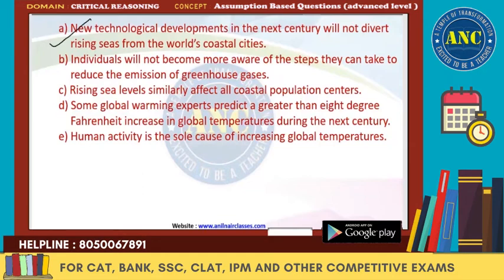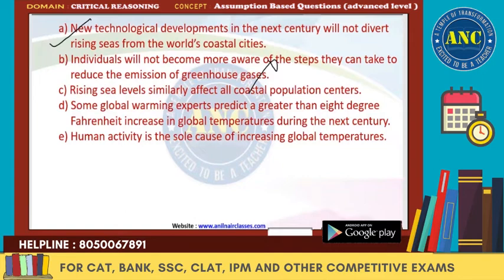If you look at the rest of the options, option B, individuals will not become more aware of the steps they can take to reduce the emission of greenhouse gases. A simple awareness of the steps to reduce emissions in no way undermines the argument's conclusion, as this answer choice does not describe any action taken by individuals. Also, greenhouse gases are never mentioned as the primary byproduct of human activity that causes global warming and are therefore not sufficient to address the argument.